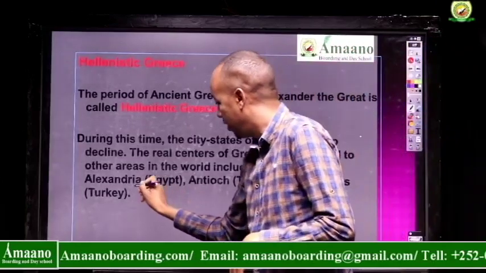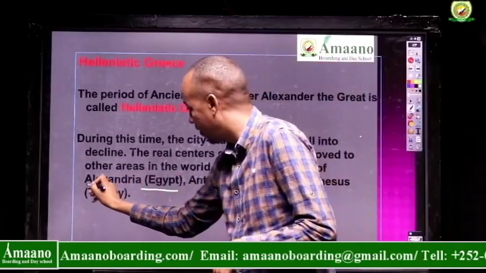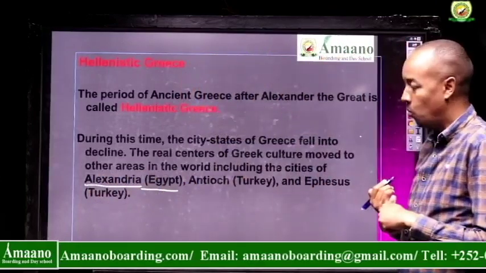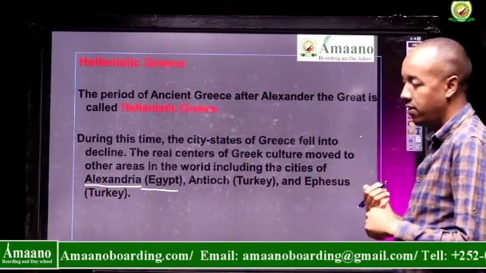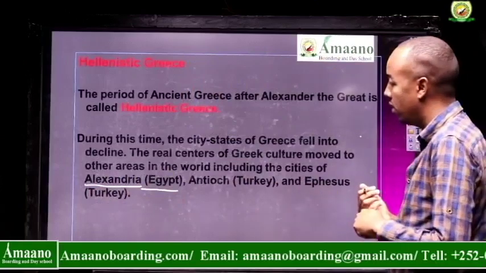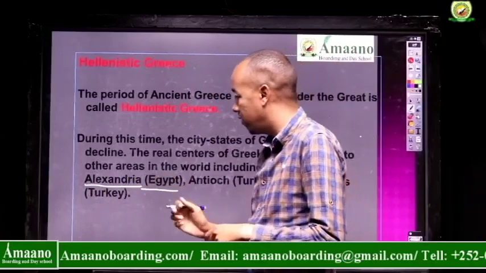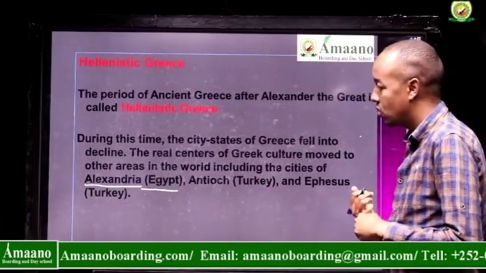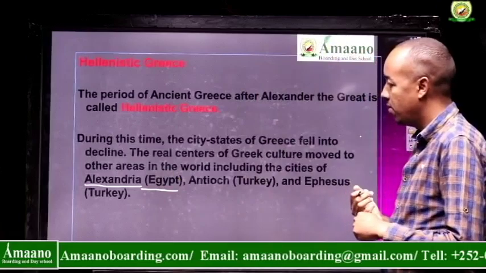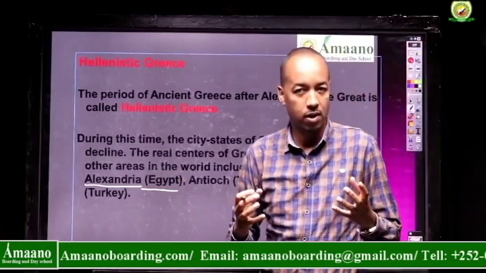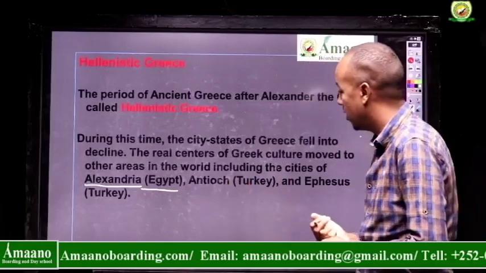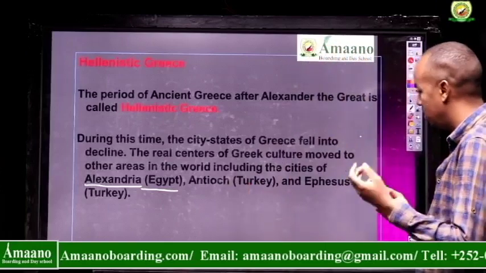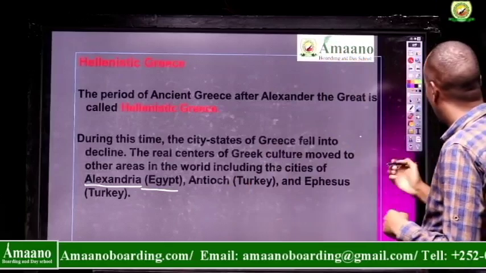For example, in Egypt. You have to understand that Alexander the Great, during his time, founded a lot of cities, almost 70 different cities in the different places he was ruling. One of the cities that still exists is the city in Egypt called Alexandria. He was the one who named it after his name, and Alexandria is now the second biggest city in Egypt. So Greek culture moved into the rest of the world, to Egypt and at the same time to Turkey.